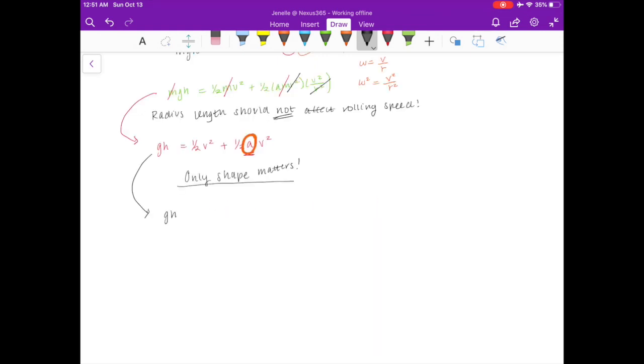So let's rewrite our formula again, but this time let's take v squared out. Judging this equation, we know that gravity times height, which is a constant, should equal v squared times some number. And as this number increases, the v squared must decrease because they're in an inverse relationship and they must equal some sort of constant. And therefore, for a large rolling speed, we need a small A coefficient.